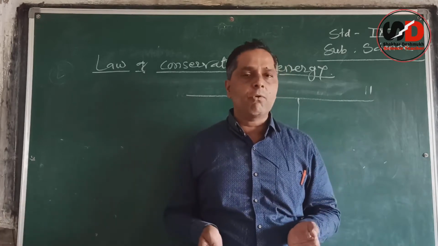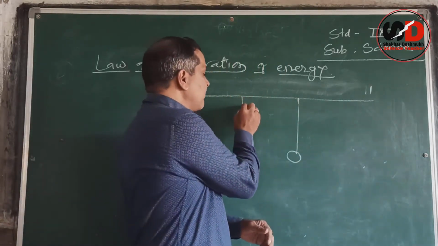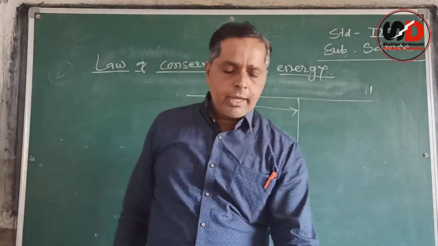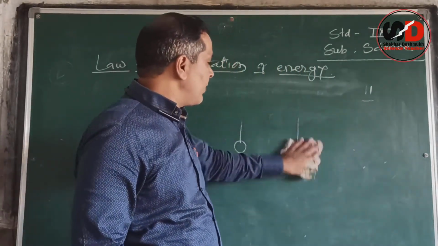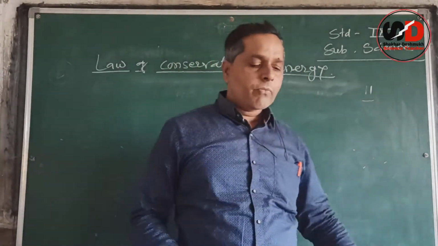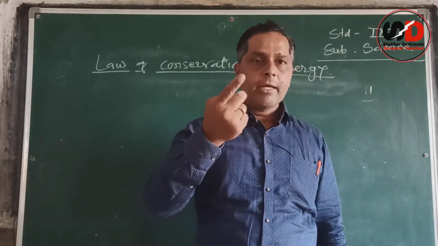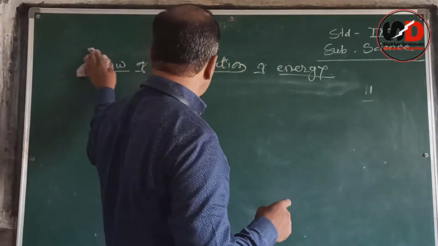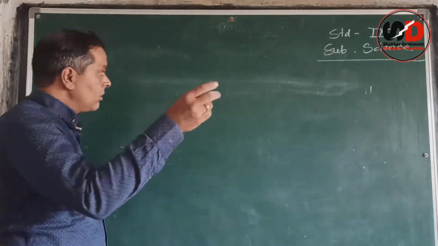From this activity, what we can know? We can know that energy can be transferred from one pendulum to another pendulum. And this law of conservation of energy, we can prove it by using two forms of mechanical energy, that is potential energy and kinetic energy, with the example of free fall. It is given in the book. Free fall.